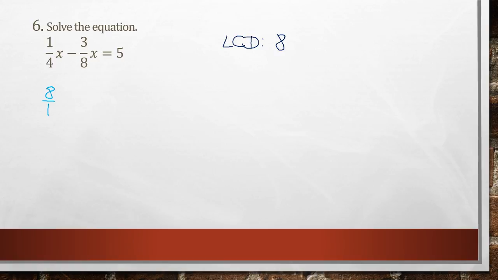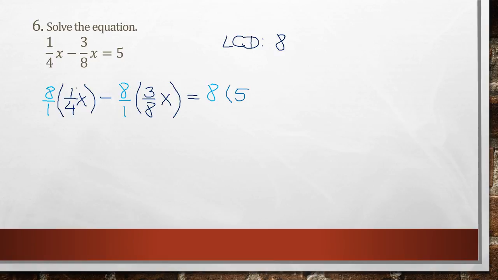And then we are going to multiply that by our first term, 1/4x. And then again by 8/1 times our next term, 3/8x. And that is equal to, one more time, 8. And this time we don't have to put it over 1 because our 5 is a whole number, times 5. So now we can go through and simplify everything that we can with fractions.